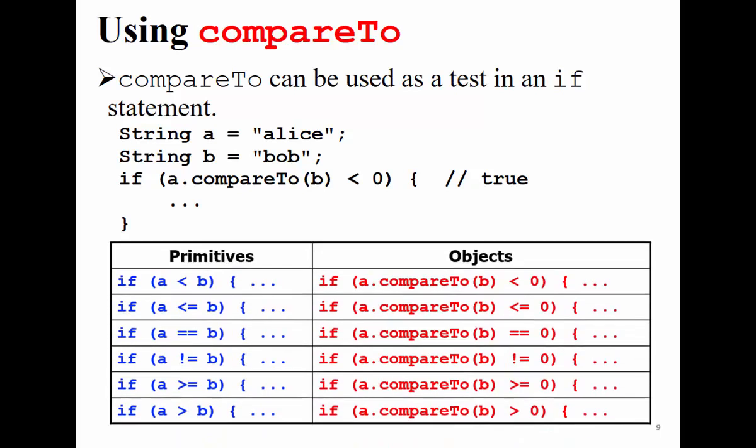And here is showing you how you use greater than, less than, or equal, not equal, with compareTo. We mentioned that for a primitive type, you can use greater than, less than notations, but for objects, you have to use A.compareTo(B) less than zero if you want to test that A is less than B. And if you want to test that A is greater than B, you have to use A.compareTo(B) greater than or equal to, or greater than, zero.